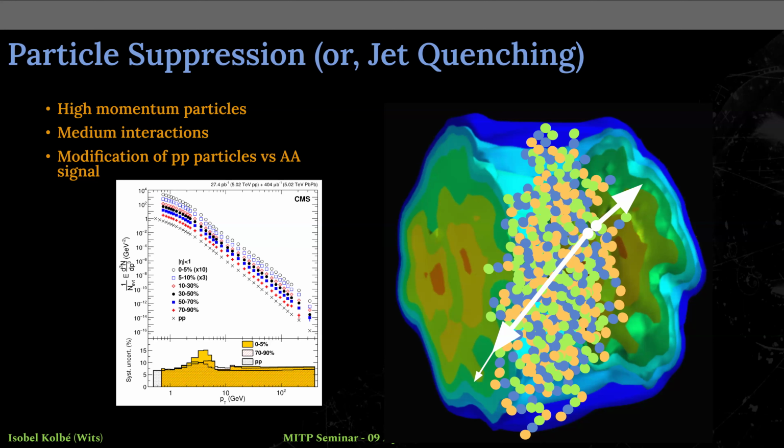The point I wanted to make here is that, like in any quantum field theory, you produce particles with a steeply falling spectrum. So most of your particles are produced at low momentum, and then you produce far, far, far fewer particles out here.